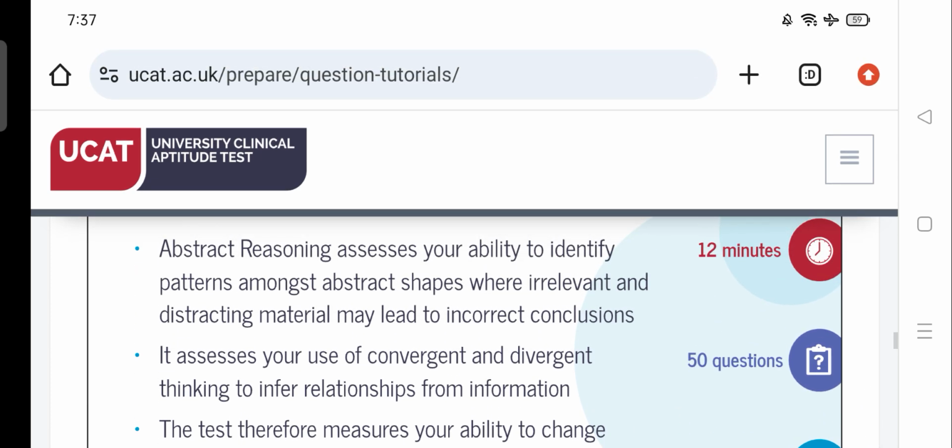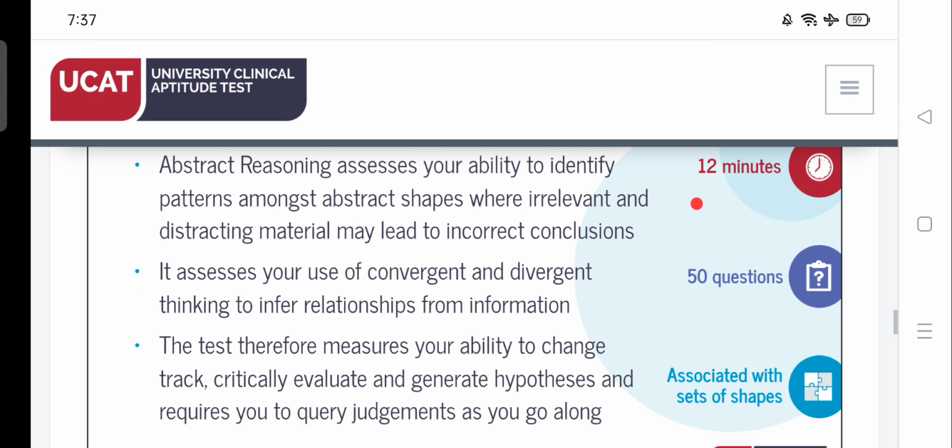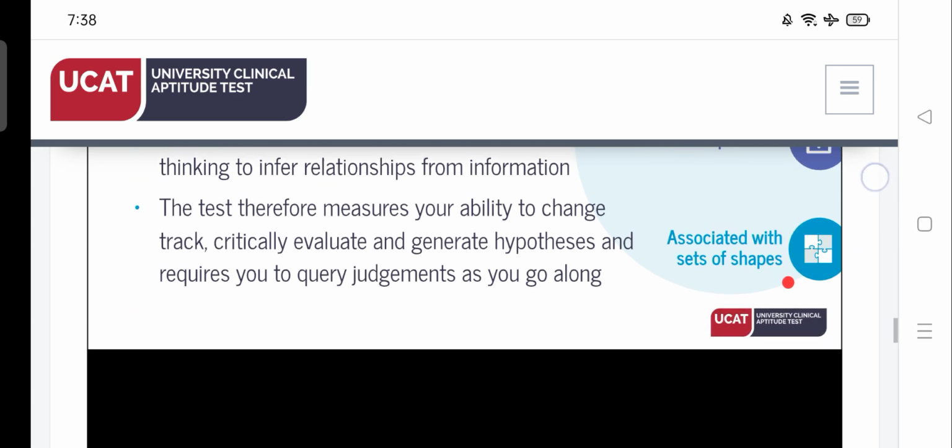So here we have only 12 minutes to solve these questions, and 50 questions will be included in this section. So you have to complete 50 questions in 12 minutes only. These questions are associated with sets of shapes. They are not in the form of any passage, text, charts, tables or graphs, but they are in the form of sets of shapes, and in the form of a question or in the form of an answer. Both will be in the form of sets of shapes.